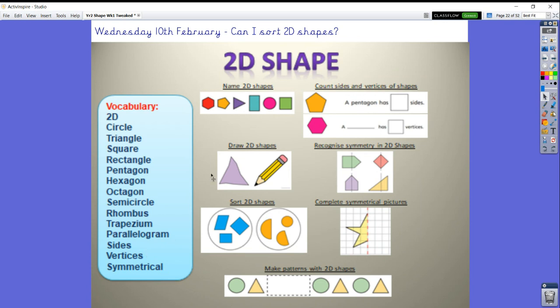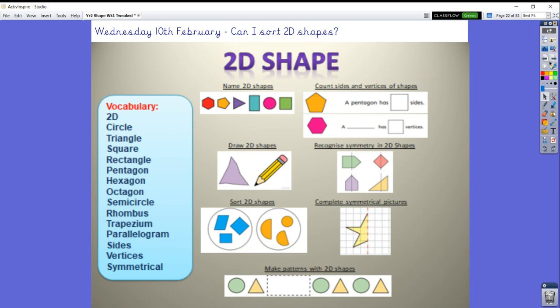So what have we done so far this week? So far we have named our 2D shapes and we have counted their sides and counted their vertices. Yesterday you had a go at drawing those 2D shapes. Today we're going to have a go at sorting them, and then over the next 2 days we'll have a look at some symmetry, where we're going to spot the symmetry and draw the symmetry, and finally we're going to make some patterns with our 2D shapes.